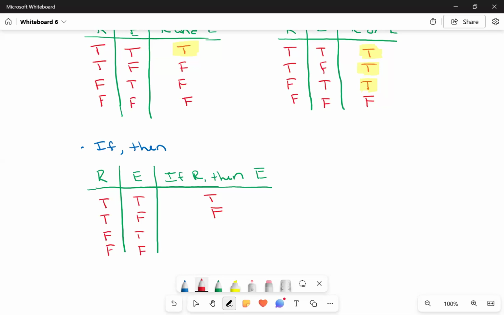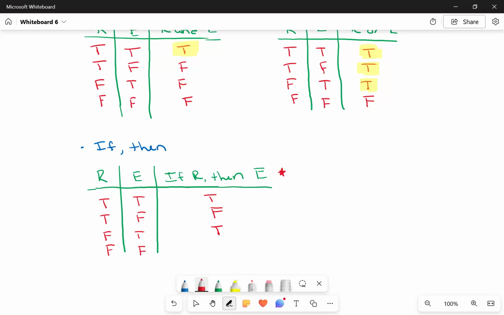Now this one's a little interesting. If I pay the rent, then I pay the electricity. I didn't pay the rent, but I did pay the electricity. If I make this statement, it's not false because the condition of me paying the rent wasn't met. Because that condition wasn't met, this first part is false, and that automatically means the statement doesn't lose its truth value. It stays true. I'm not lying if I say, if I pay the rent, then I pay the electricity.